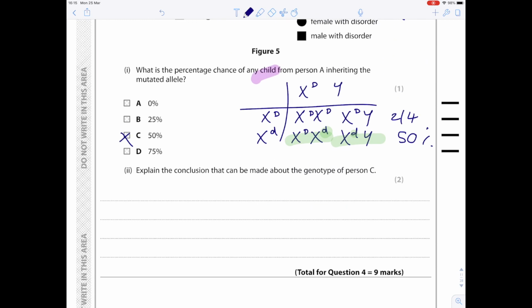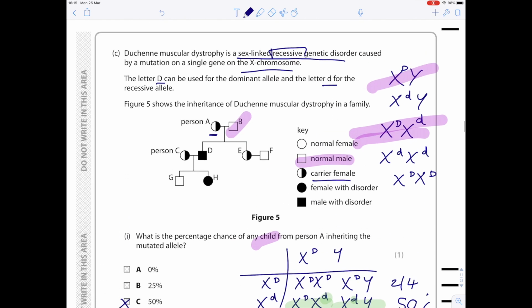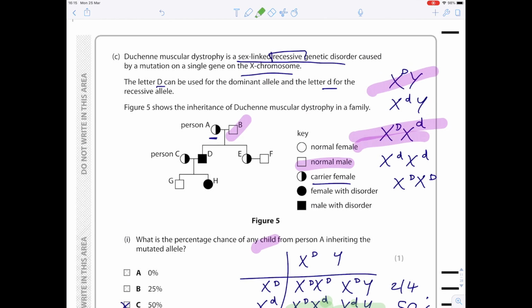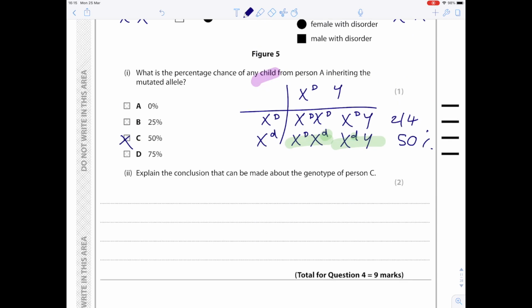Explain the conclusion that can be made about the genotype of person C. So we're looking at this particular person. Genotype means we need to look at the alleles they have. Because they're female, obviously they have 2 X chromosomes. Because they're a carrier, it means they have one capital D, one small d. And so we can actually write that down.